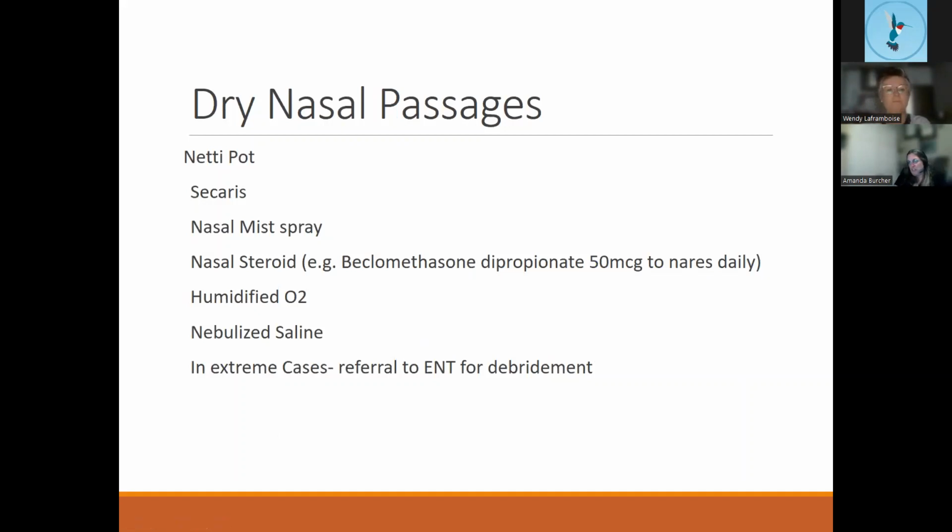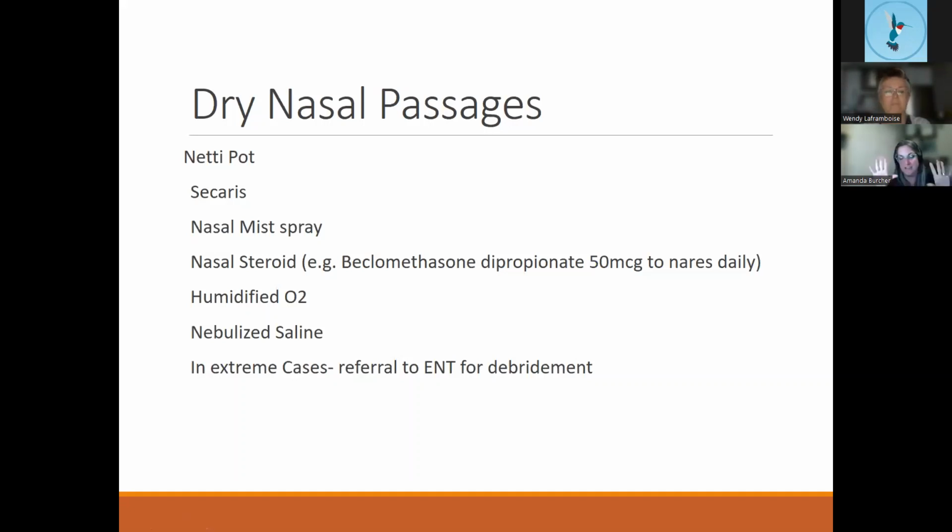Dry nasal passages. I feel like I have, still to this day, yet to do a great job managing this symptom in patients with home oxygen. I remember a case I had once. It was a patient who had such dry nostrils. She was putting in Secaris, but then the Secaris was creating this kind of gunky, thick buildup inside of her nostrils. So then she was picking it out, and then she was having bleeds, and it became such a messy situation for her.